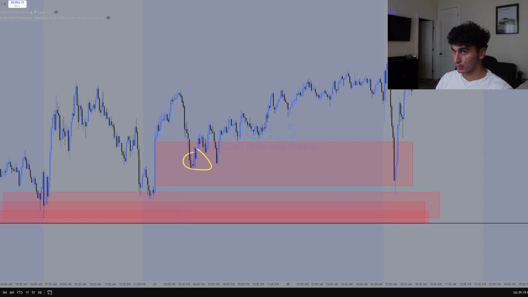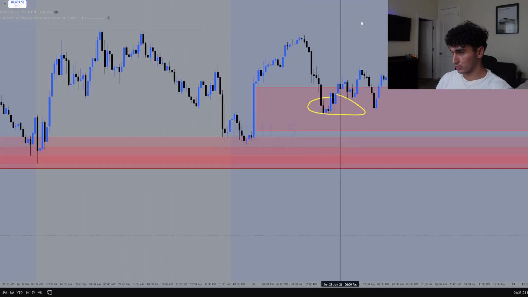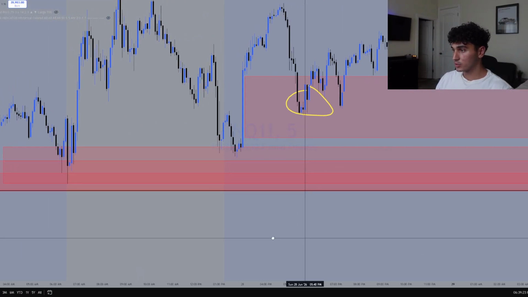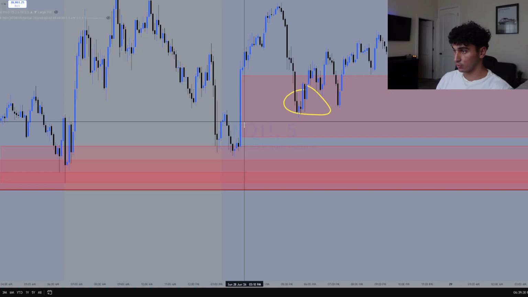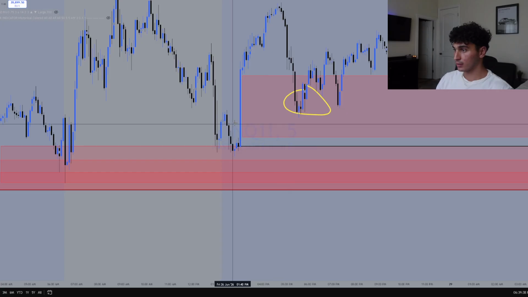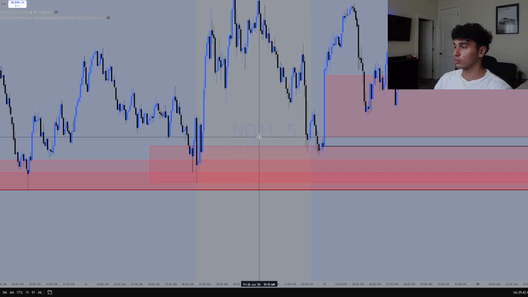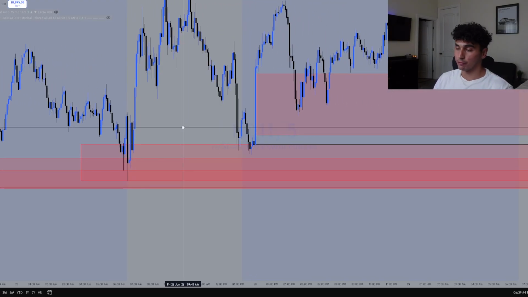Now, another thing is we can see here on this push up, we have pretty much support that was being created, right? On this strong candle, this strong push up, this candle here is ultimately what created that support level for us. So let's go ahead and just mark out that low, because now we know we have that support level.